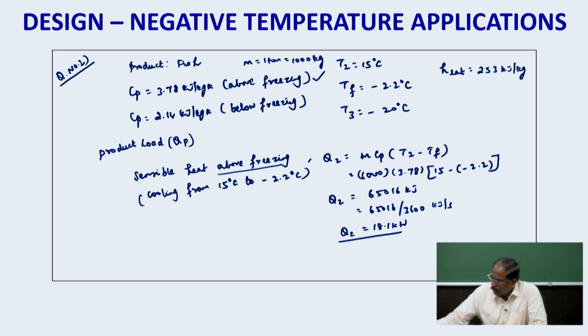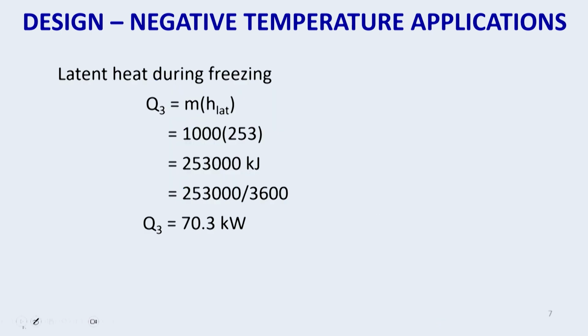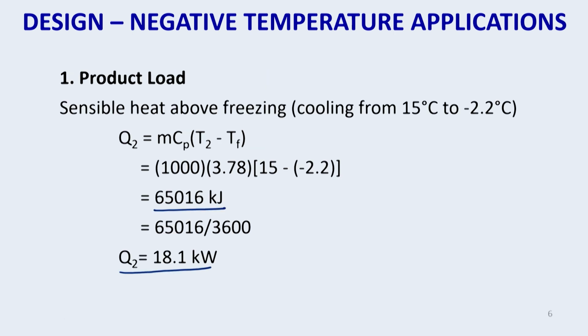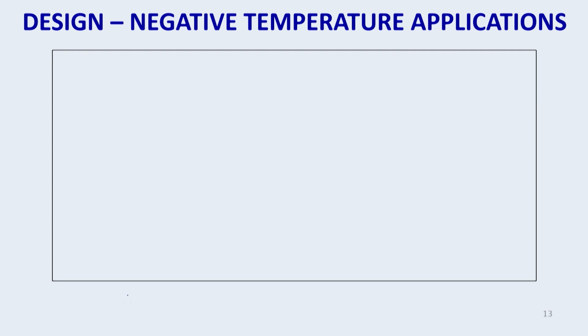18.1 kilowatt. The sensible heat load is Q3. So this is the calculated sensible heat above freezing, that is cooling from the temperature of 15 degrees centigrade up to freezing temperature. Next one is latent heat.